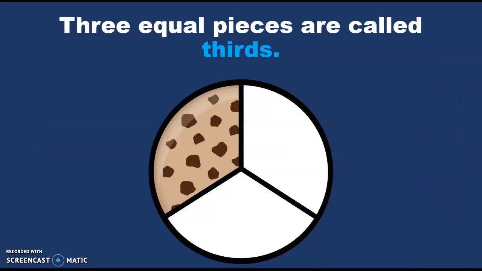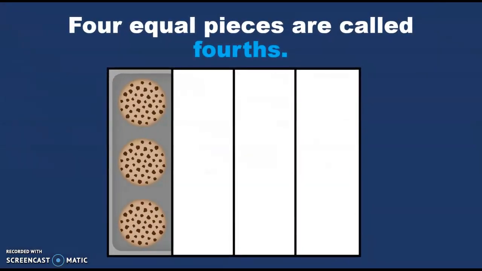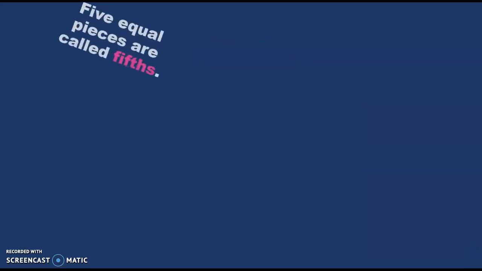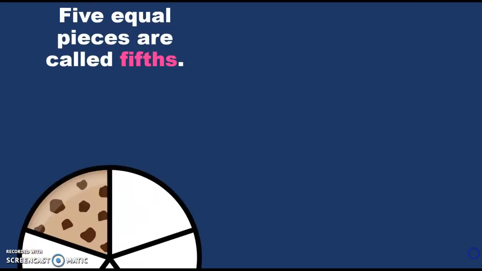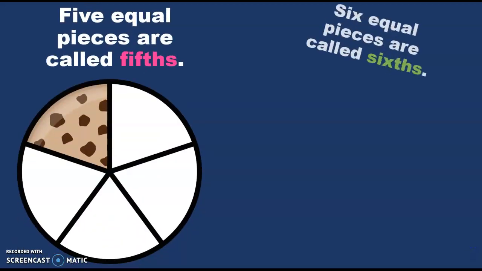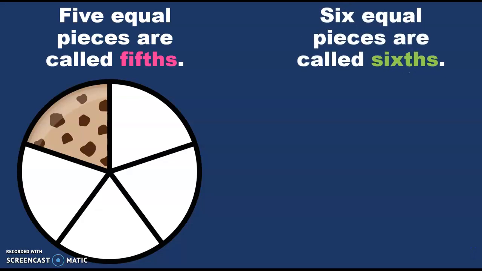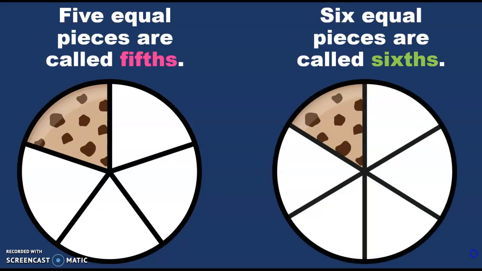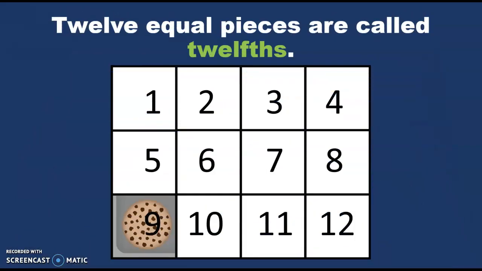3 equal pieces are called thirds. 4 equal pieces are called fourths. 5 equal pieces are called fifths. 6 equal pieces are called sixths. And so on. 12 equal pieces are called twelfths.